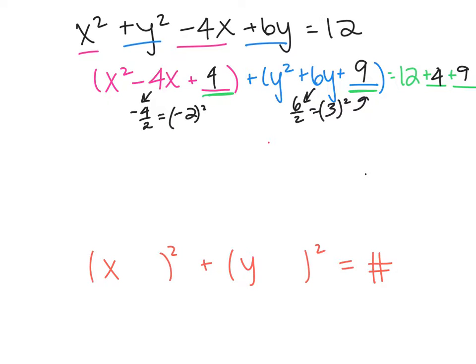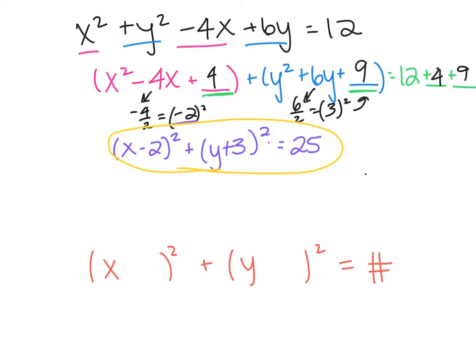So now we want to take those and write them as their perfect squares. So our x squared minus 4x plus 4 turns into x minus 2 squared. So again, you just take that middle number after you divided by 2 before you squared it. Our y squared plus 6y plus 9 is equivalent to y plus 3 squared. And then on the right side of the equation, 12 plus 4 is 16, plus 9 is 25. So our equation in center radius form is x minus 2 squared plus y plus 3 squared equals 25.